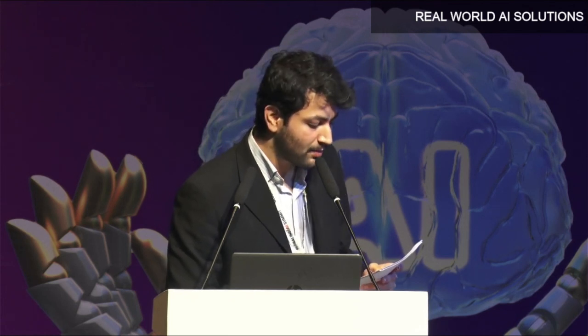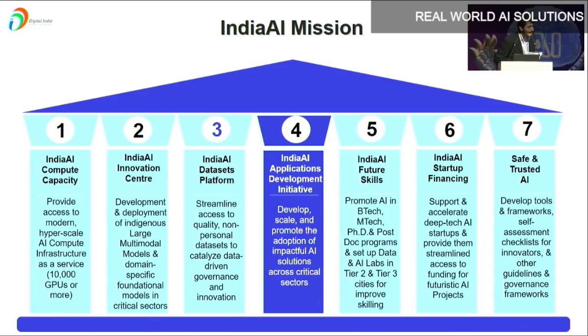To just convey the vision of the India AI mission to you, I'd like to tell you that it aims to develop, scale, and promote the adoption of impactful AI solutions across critical sectors. The mission is built on several key pillars, including providing access to modern hyperscale AI compute infrastructure, developing indigenous large multimodal models, and streamlining the access to quality data sets. As you can see, there are 7 pillars of the India mission, and all of the sessions today are divided between these 7 different pillars.